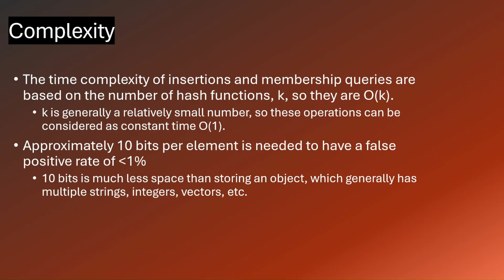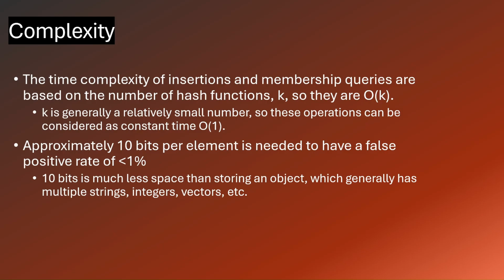So for the complexity of a Bloom filter, the time complexity of insertions and membership queries are all based on the number of hash functions k, so they can be considered big O of k. However, k is generally a relatively small number. We'll get into determining how many hash functions to use later, but this can be considered constant, and such a small enough number that these operations are considered constant time, big O of 1.